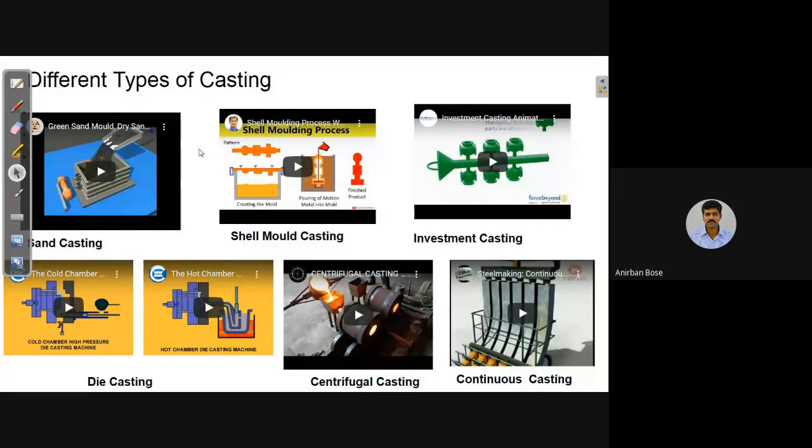Now, sand casting we are going to do in our lab, and here you can see there are different types of other kinds of castings. One by one we are going to see their processes and try to visualize them so that you can remember the method. So first of all we'll see the typical sand casting process.